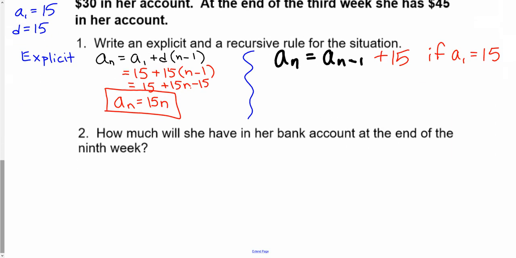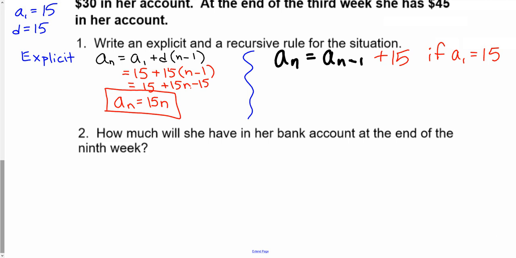Okay, the second question says, how much will she have in her bank account at the end of the 9th week? How do we figure that out? Plug in what? I got two formulas up here though. Yeah, me personally, I would probably use the first one. Because if you did the recursive rule and you need to get to the 9th week, you know how many problems you have to do there? You would have to do 8 plus the A1. So that's like 9, I guess.